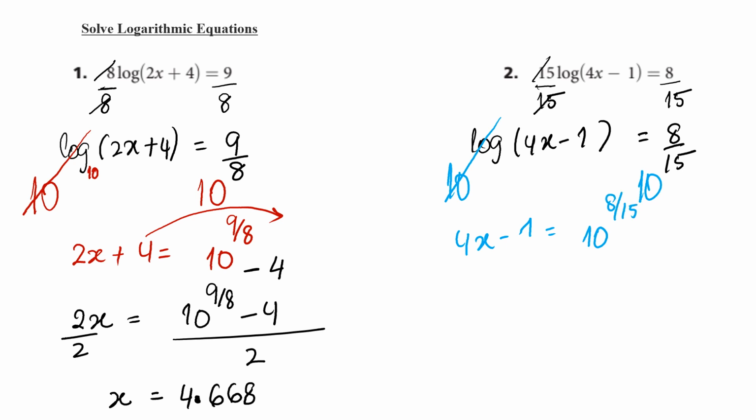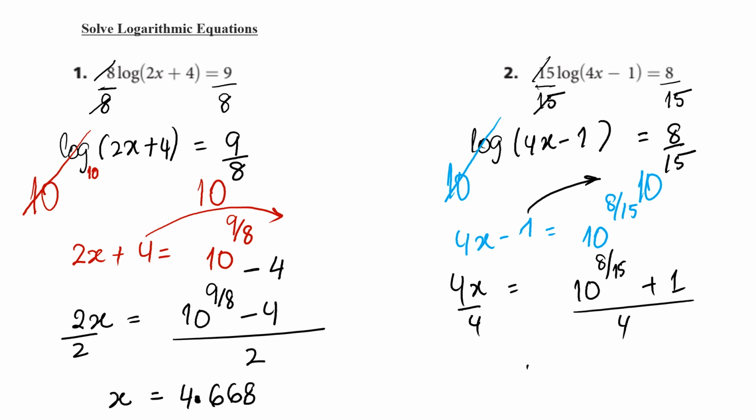Now bring the negative 1 on the other side. So if negative 1 goes there, you will get positive 1 on the other side. Divide both sides by 4 and write it in the calculator to get the final answer. So 10 to the power of 8 over 15, then write down the plus 1 divided by 4 and you will get 1.1036. On rounding off, you write 1.104.